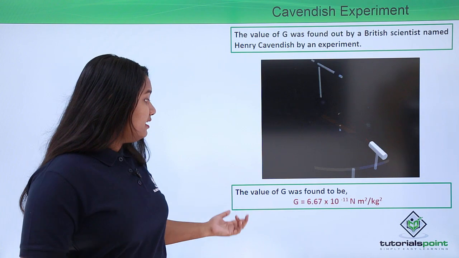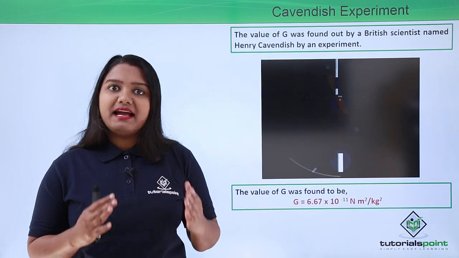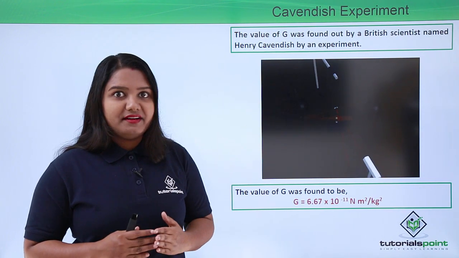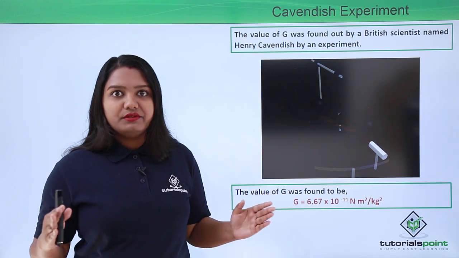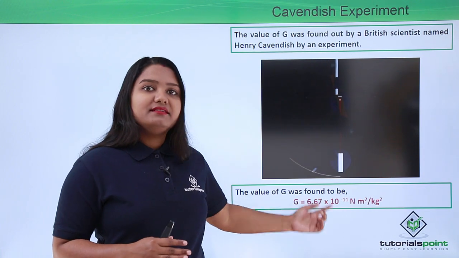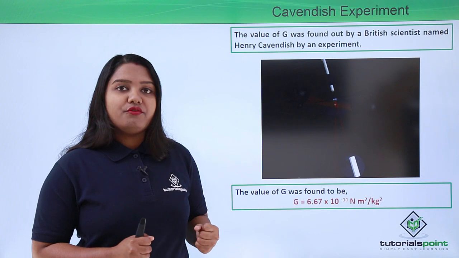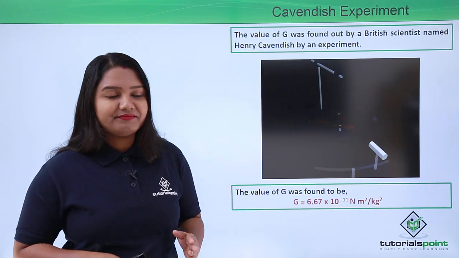So the value of G that he found was 6.67 times 10 to the power minus 11 Newton meter squared per kg squared. So this is the value of G which is constant throughout the universe. Wherever you go, you will find the value to be this, and this gives us an estimation of the strength of the gravitational force between two objects.